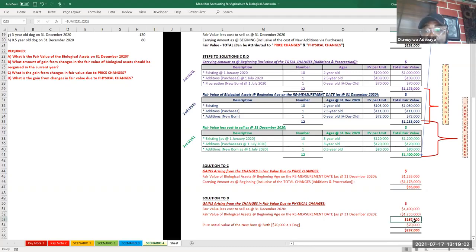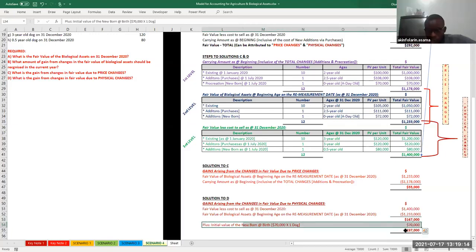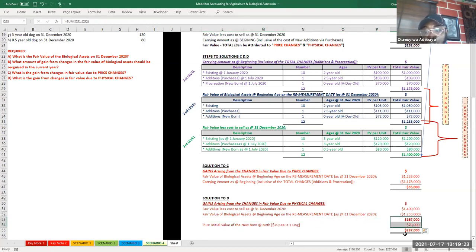But this 167 also still have an element of newborn. Remember, this newborn is a gift to us because it comes at zero cost. And therefore, that gift must be considered along with this to produce our total gain arising from changes in physical nature. Does that make sense to us? Can you take time to look at it?